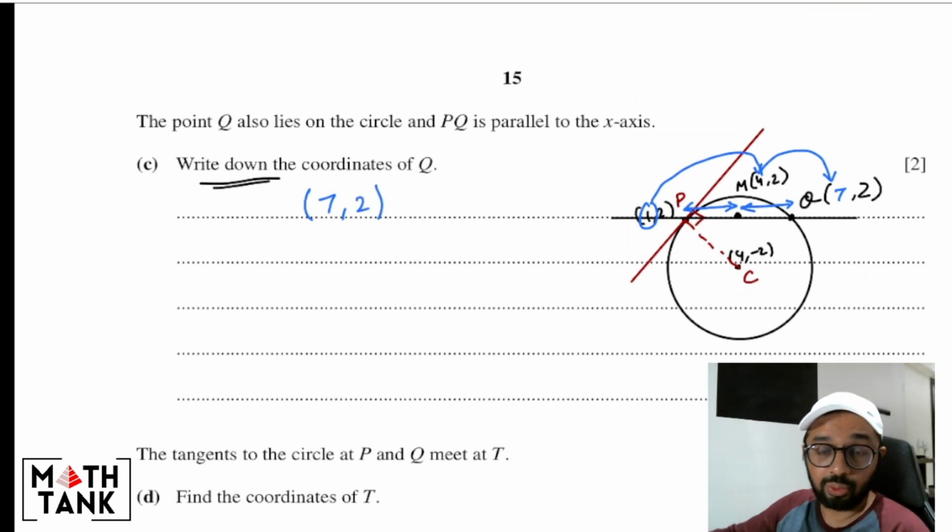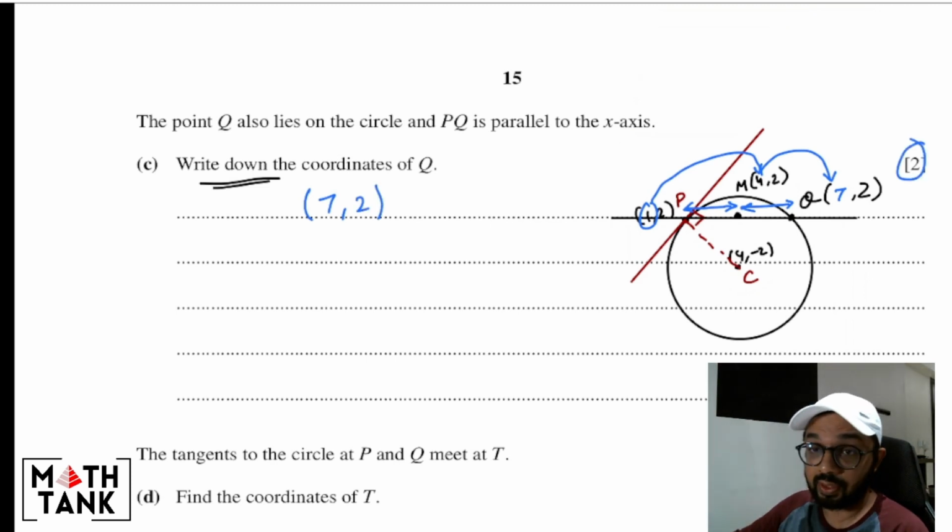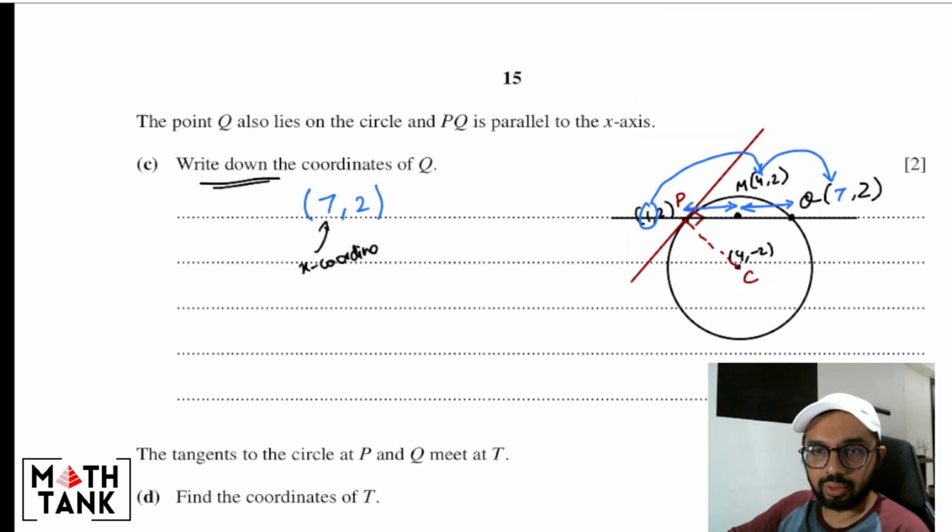So I need to do no other calculations. It says write down, 1 mark is there for the x coordinate and 1 mark is there for the y coordinate.